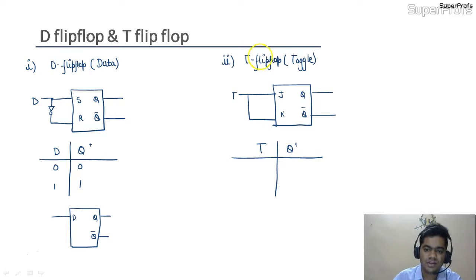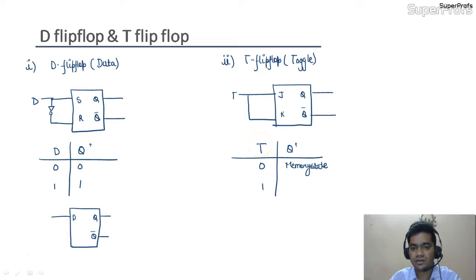For the possible combinations, suppose T equals to 0. So for T equals to 0, J and K would be equal to 0, which represents a memory state. So it would be in a memory state, that is, the next output would be equal to the past output. Suppose in the second combination, T is equal to 1. So for T equals to 1, J and K would also be equal to 1. And for J equals to 1 and K equals to 1, the state is the toggle state.